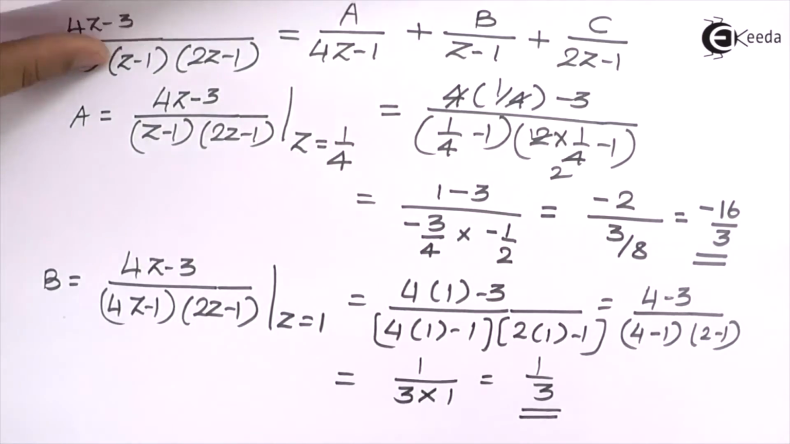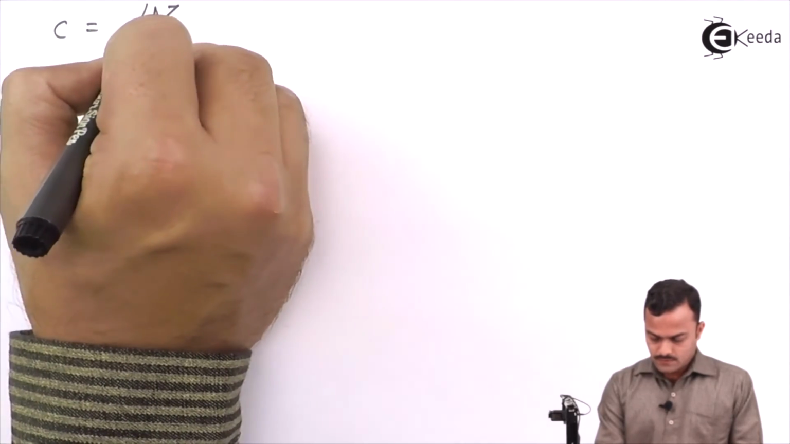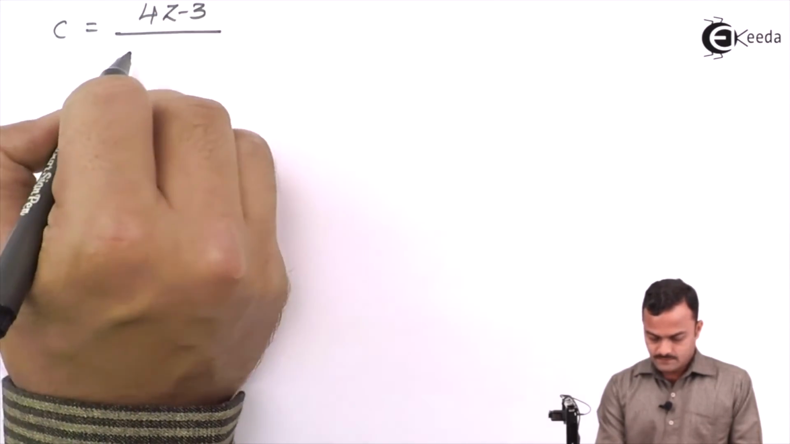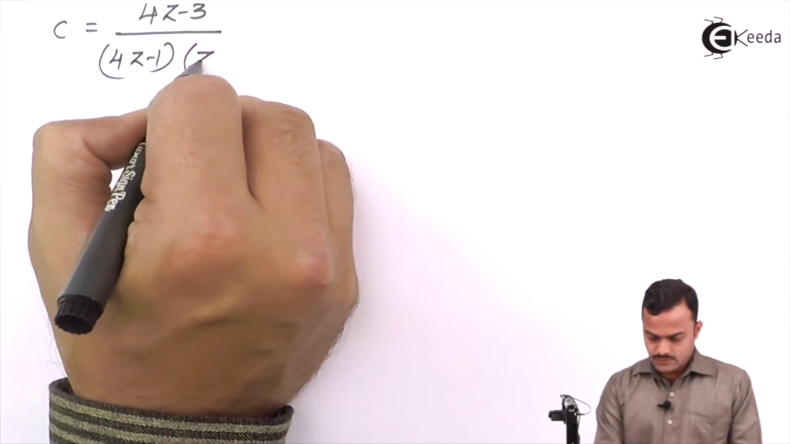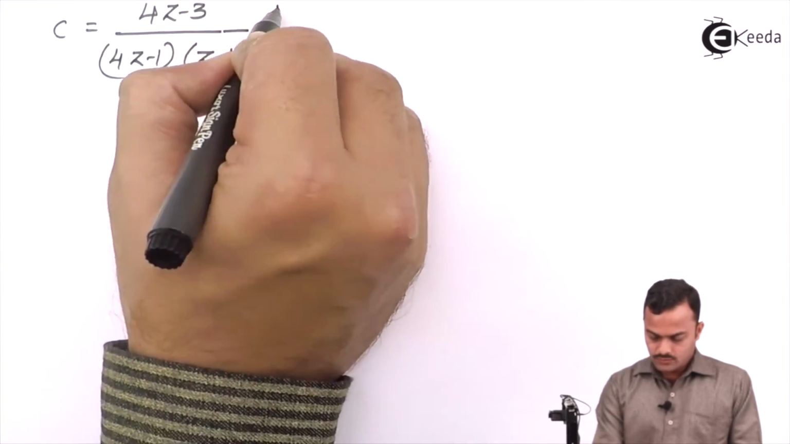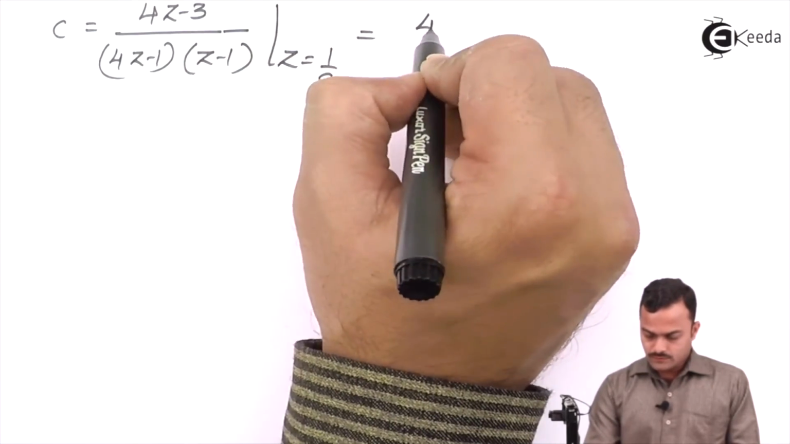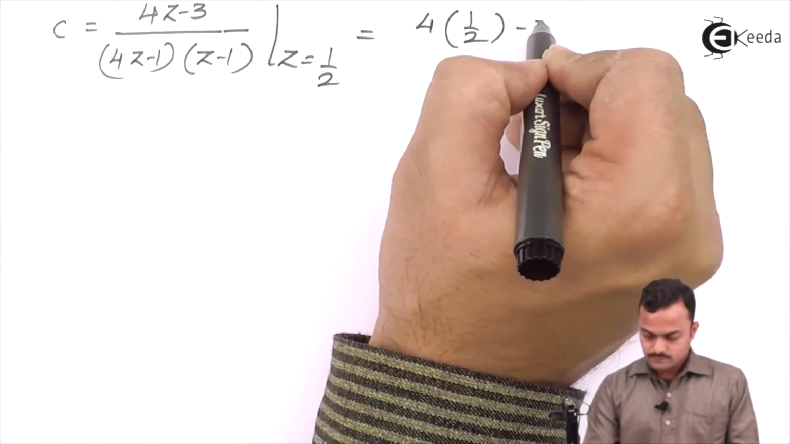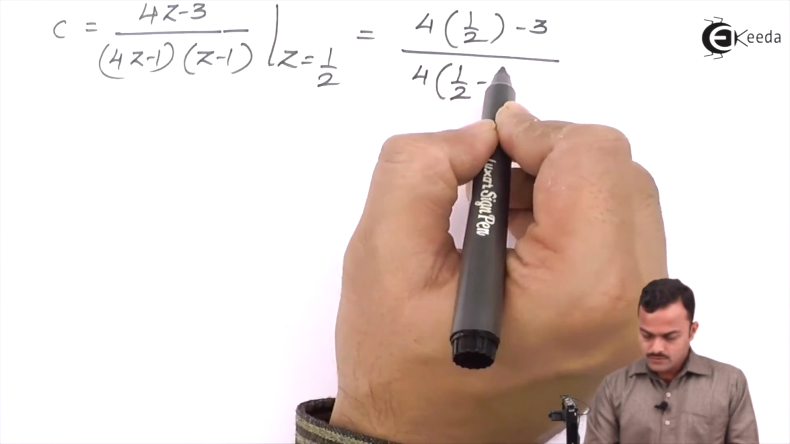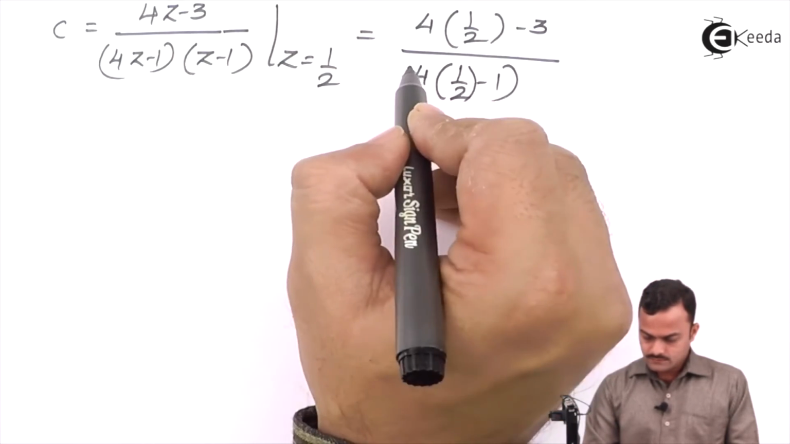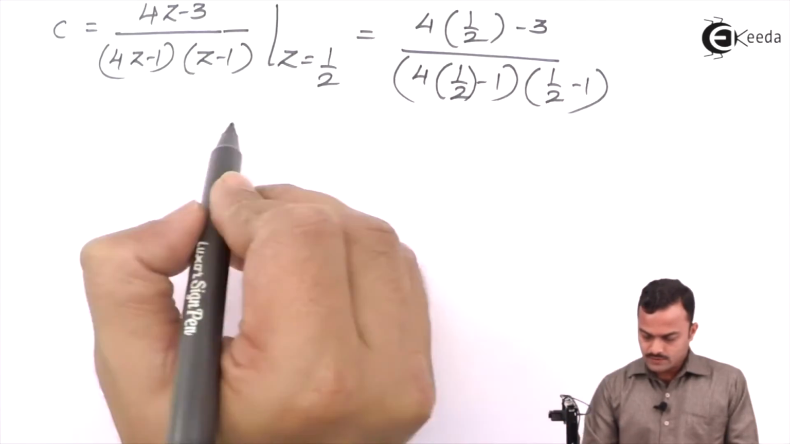Let's find out C in the same manner. So C is (4z minus 3) upon (4z minus 1) into (z minus 1). I have to evaluate at z equal to 1 by 2. So 4 into 1 by 2 minus 3, upon 4 into 1 by 2 minus 1, and 1 by 2 minus 1.